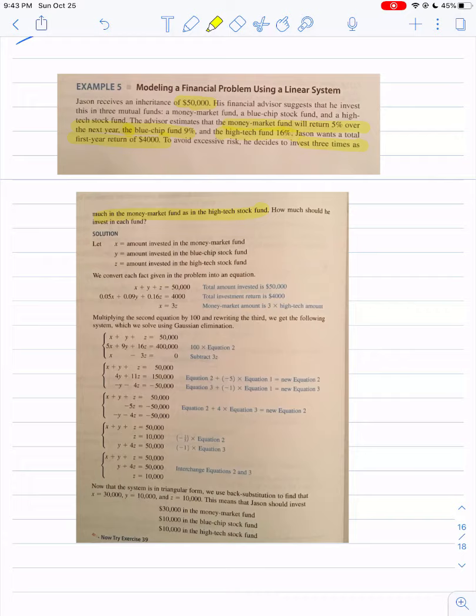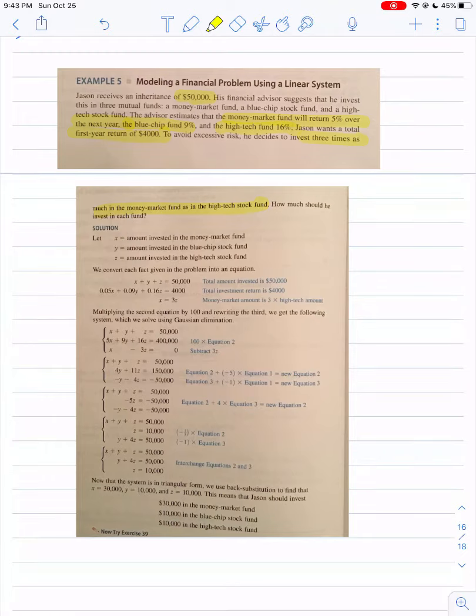Okay, so our unknowns are the amount that he invests in each fund. So let x equal the amount invested in the money market fund, y the amount invested in the blue chip stock fund, and z the amount invested in the high-tech stock fund. I'm going to convert each fact in the word problem into an equation. The total amount invested is going to be $50,000, so the amount in each fund adds up to that. So I have x plus y plus z equals 50,000.